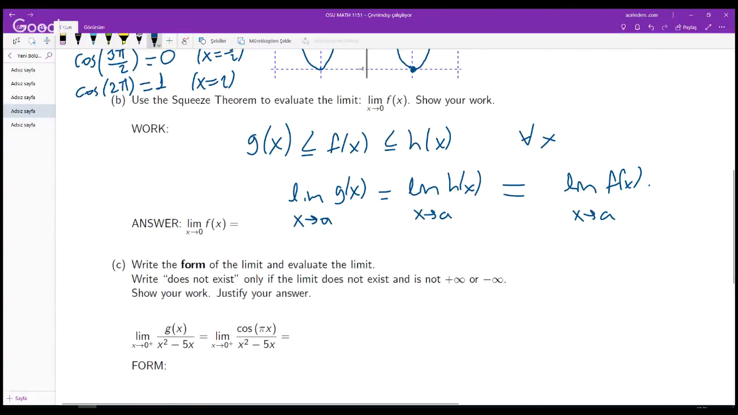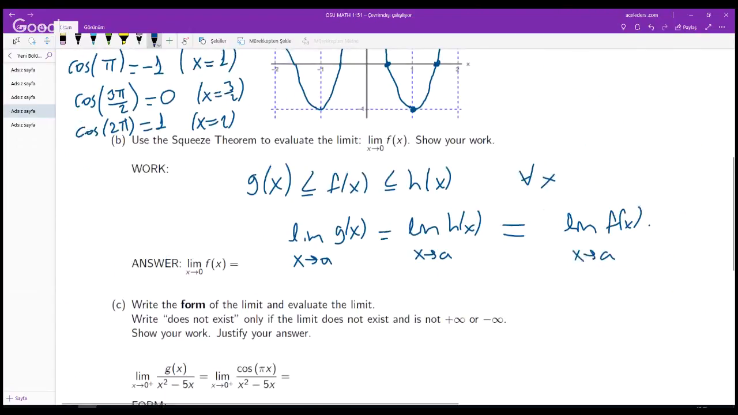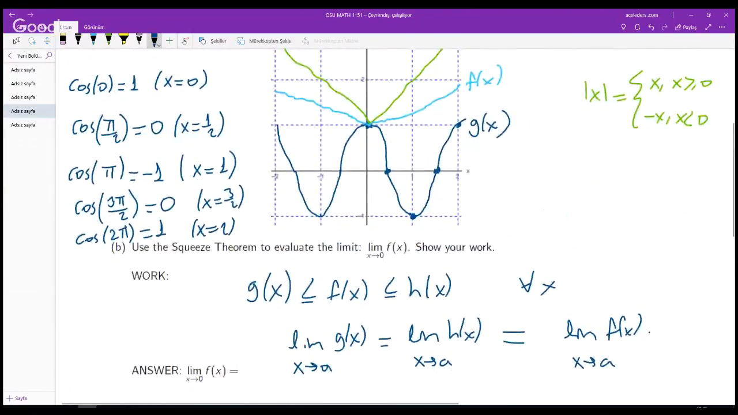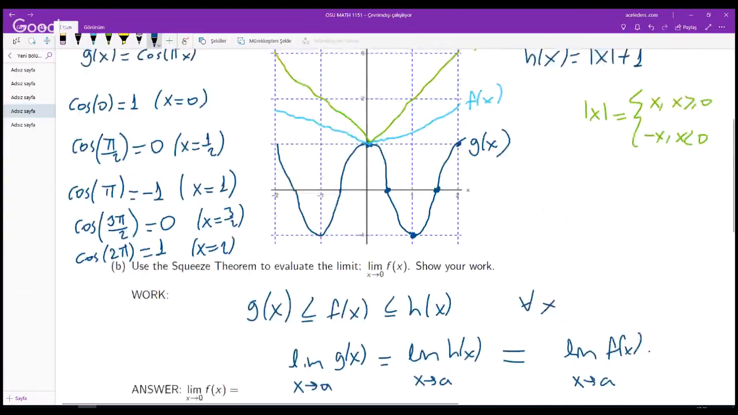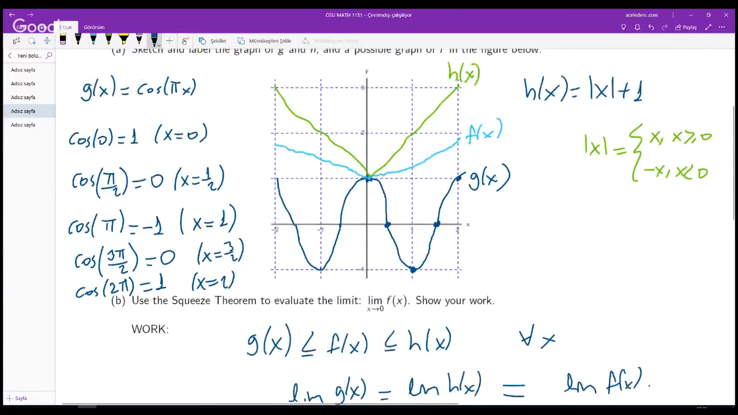The reason is very simple, because f must lie in between, and if they have the same limit, then f's limit must be the same as well. It is like the thing we have seen in the graph. So when g and h have the same value, f must take the same value as well.